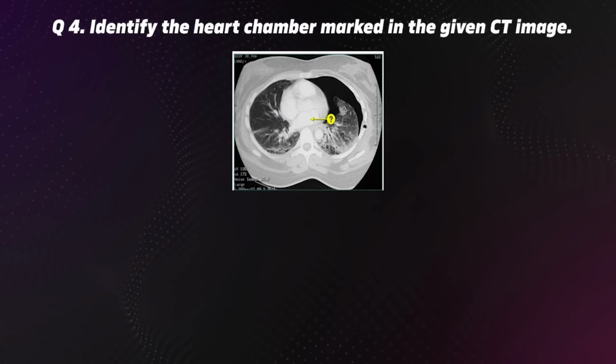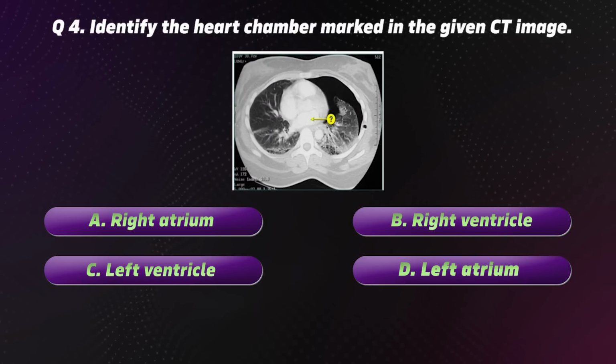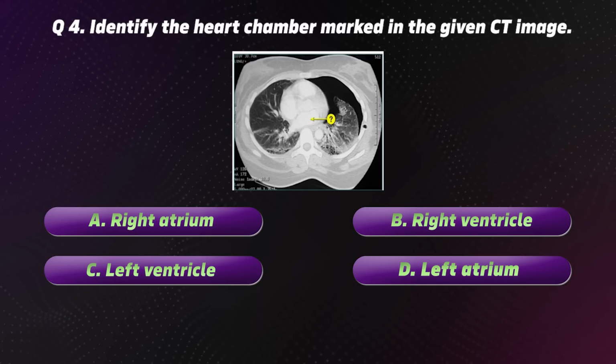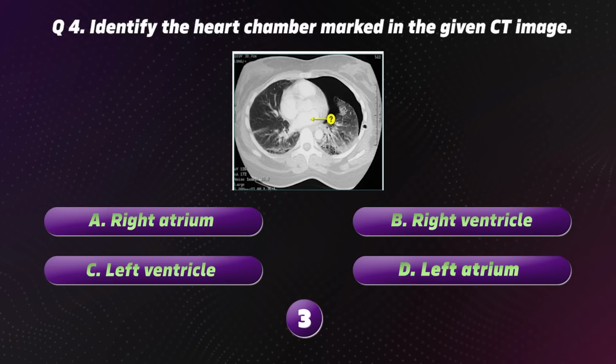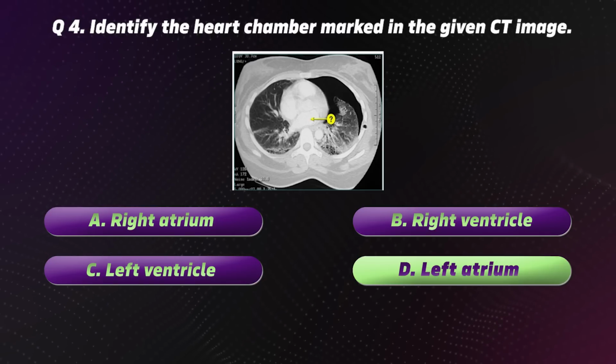Question 4. Identify the heart chamber marked in the given CT image. Here are the options. A. Right atrium. B. Right ventricle. C. Left ventricle. D. Left atrium. And the correct answer is option D, left atrium.